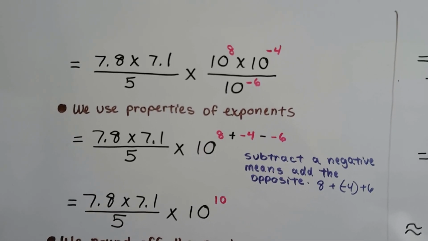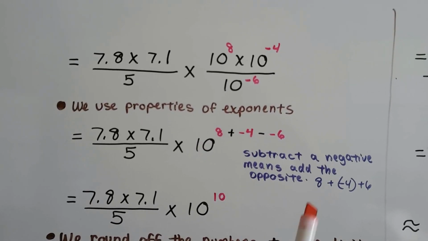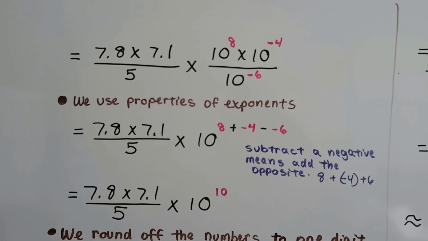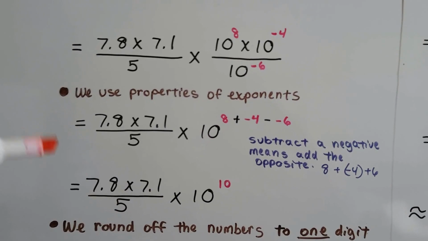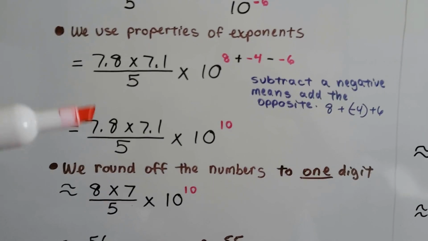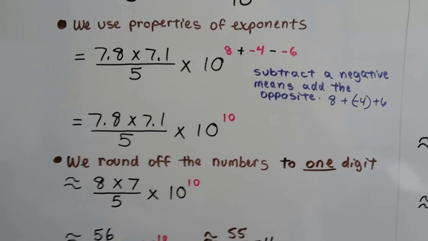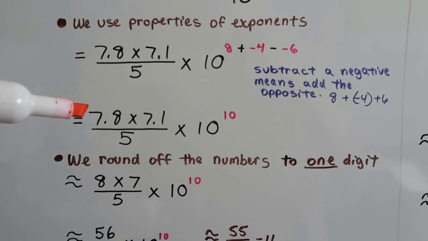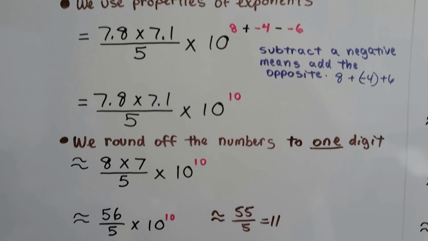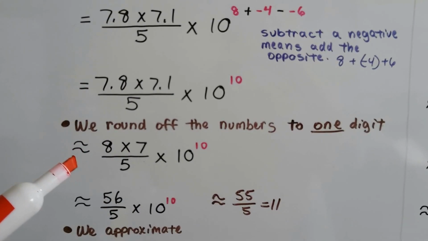Remember, when we subtract a negative, it means we add the opposite. So we're going to have 8 plus a -4 plus 6, all right? These two make a plus. So now we've got it times 10 to the 10th. We can round off these numbers so that we can estimate, and the 7.8 can round to an 8, and the 7.1 can round to a 7. So now we have to use the approximate symbol.